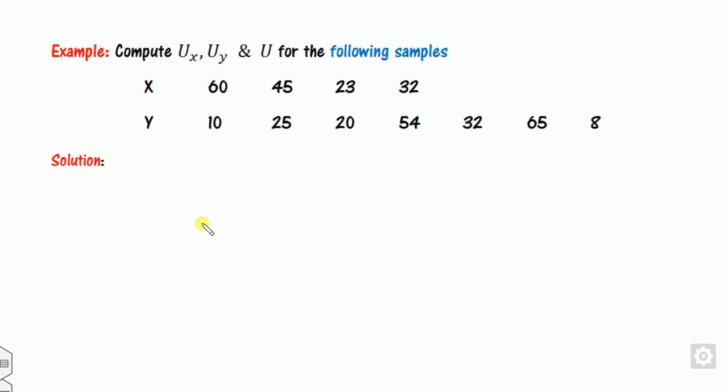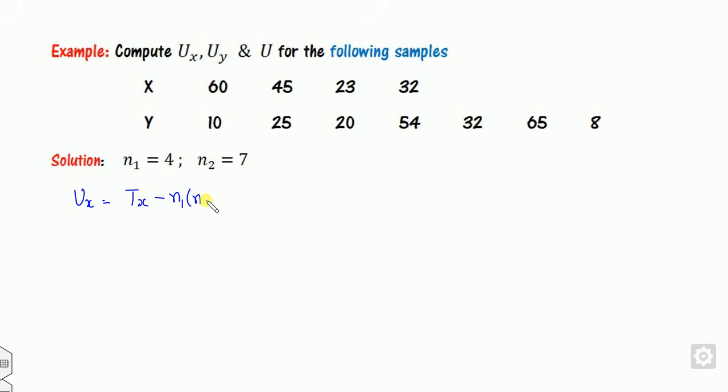Okay. So I will give you one simple example which will tell you how to find Ux, Uy and U. So this is the given observation. Firstly we will see what is n1, the number of elements in the sample x. That is 4. Similarly, the number of elements in sample y comes to be 7. Now, in order to find Ux, we need the value of Tx.